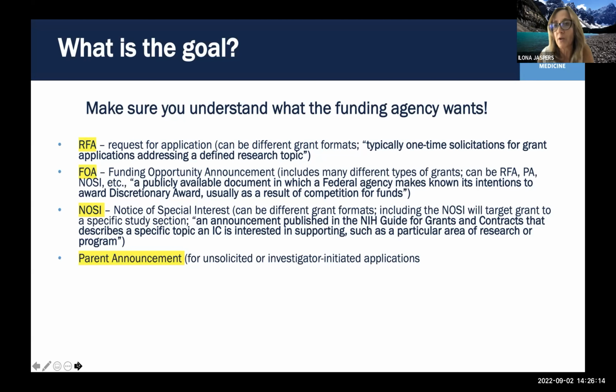Then there's the parent announcements. Those are the unsolicited investigator-initiated awards. Your run-of-the-mill R01, your run-of-the-mill R21. So those are parent announcements.